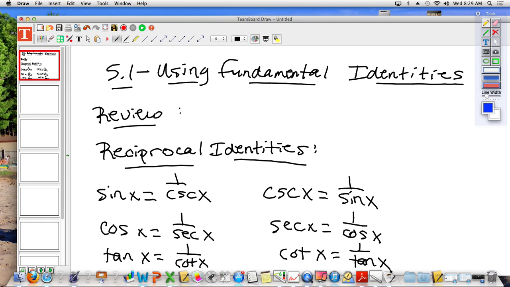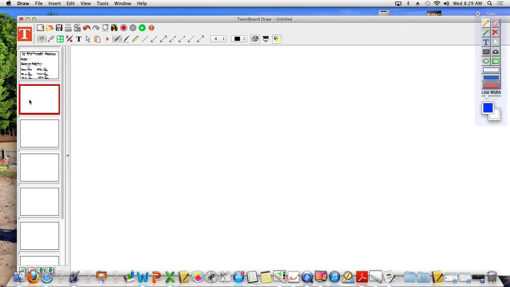Can I flip the page, you guys? Yeah. No.